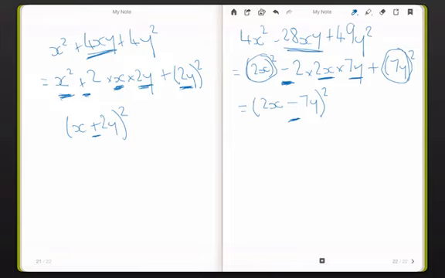Now, I know this is particularly difficult, so watch it again, have a go at doing some examples of your own, and hopefully you will do well.